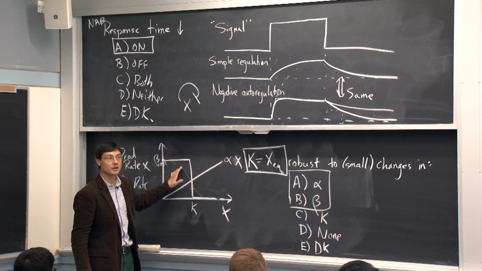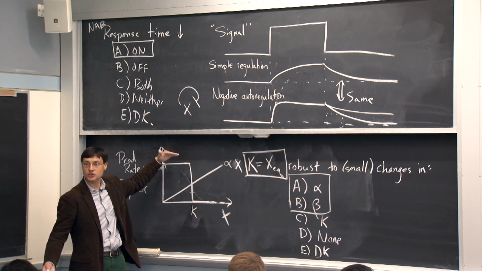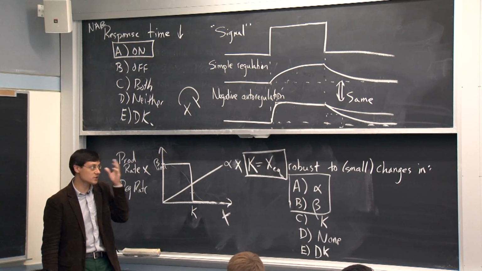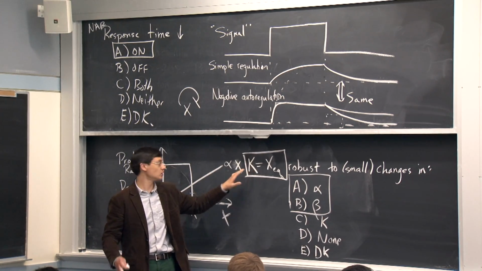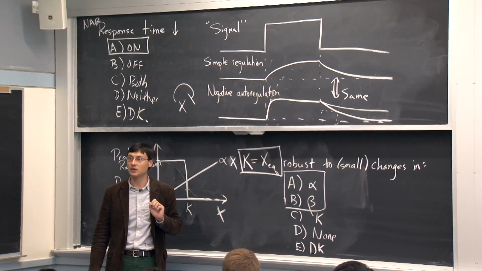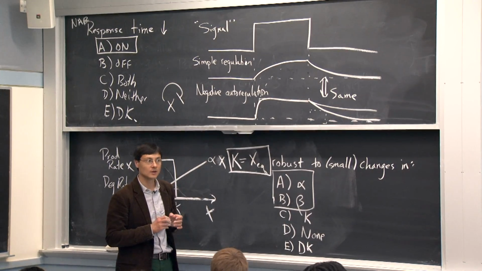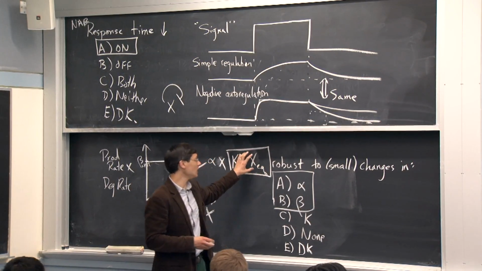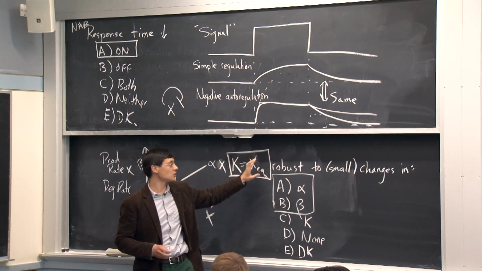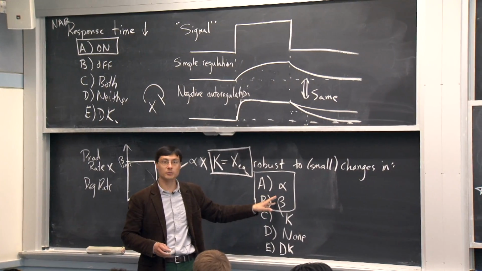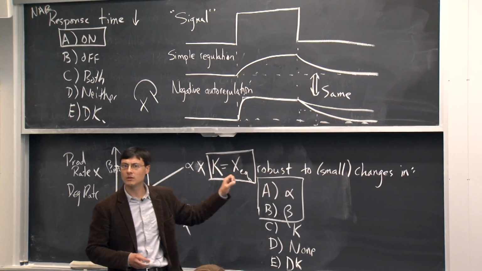And what about beta? That just raises and lowers this, and again, that doesn't change the equilibrium. Of course, if we change k, then we get a 1-to-1 change. So a 10% change in k leads to a 10% change in the equilibrium concentration of x. This is the sense in which the equilibrium concentration in negative autoregulation is robust to changes in both. In the book they often say the production rate, but in principle it is also the degradation rate, over some range.